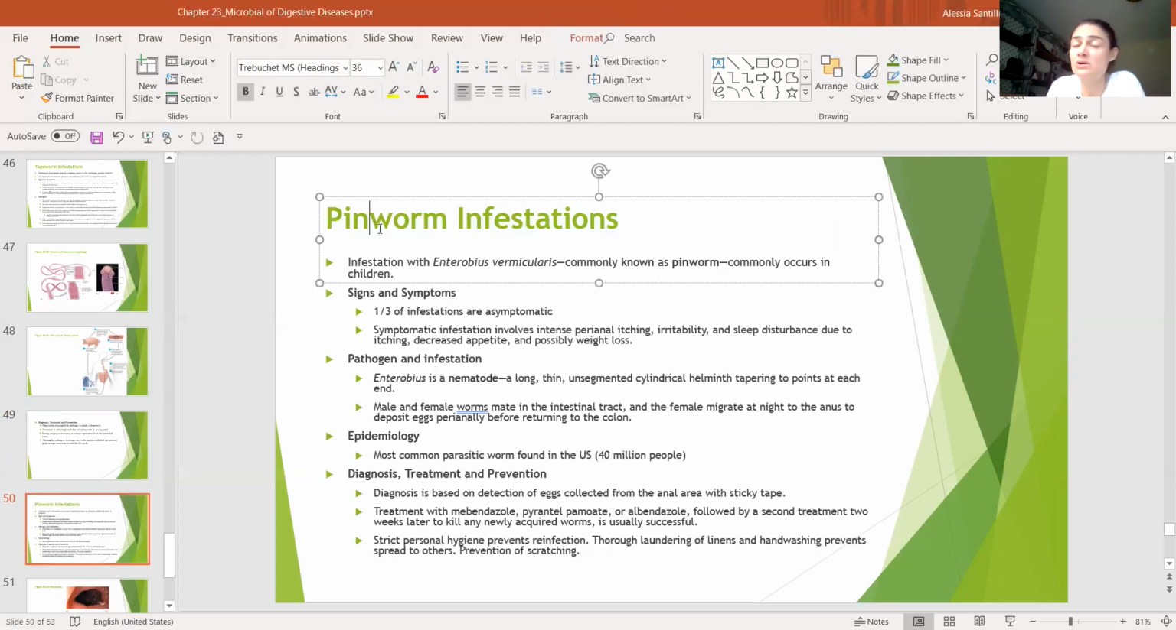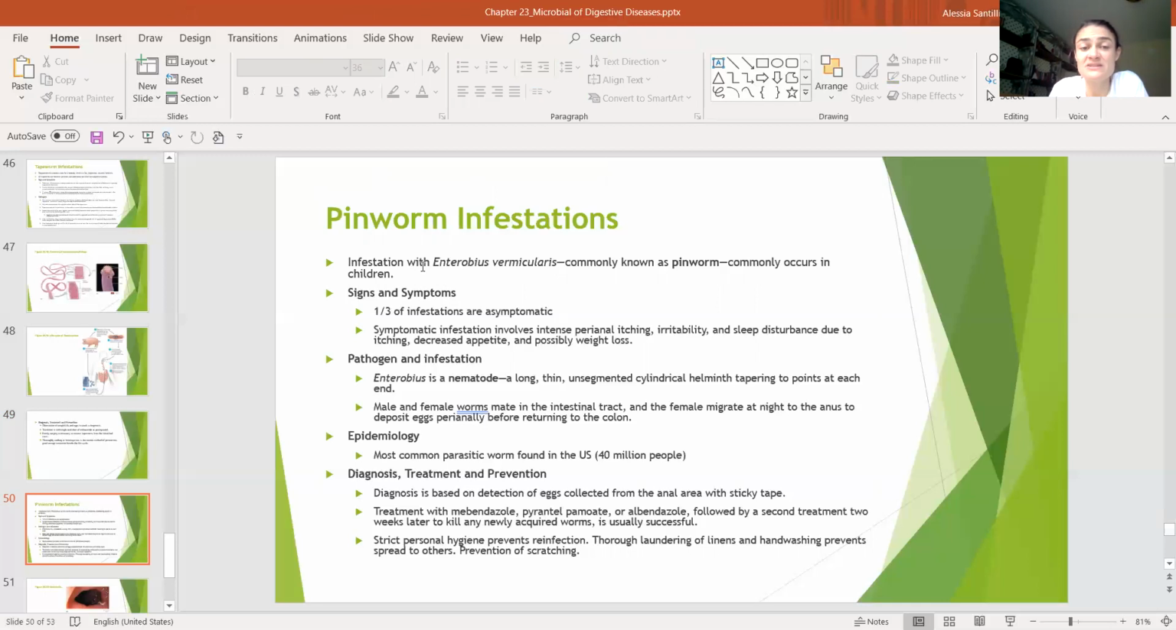Then we move on to pinworms, which you usually find in kids. The pinworms deposit their eggs within the perianal areas of the kid, and so there's a lot of itching involved. Okay, let's get to it.